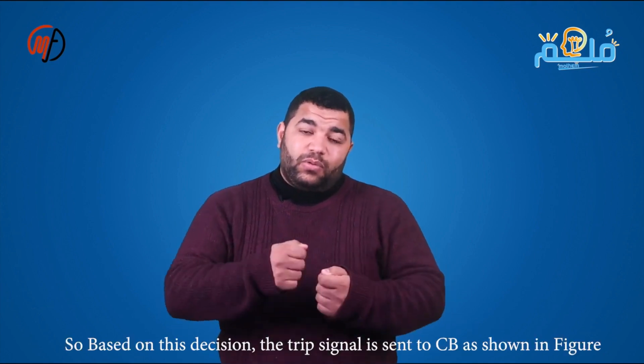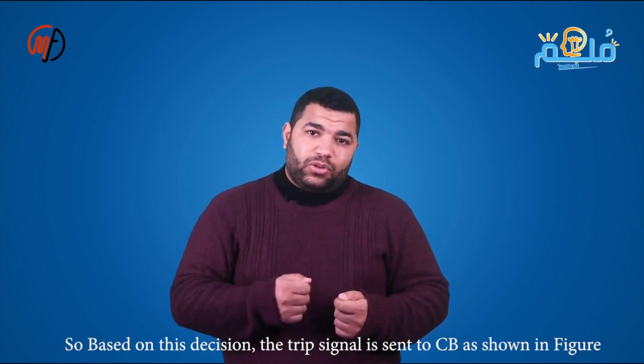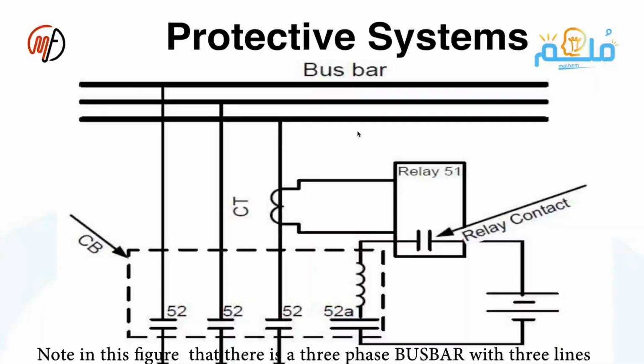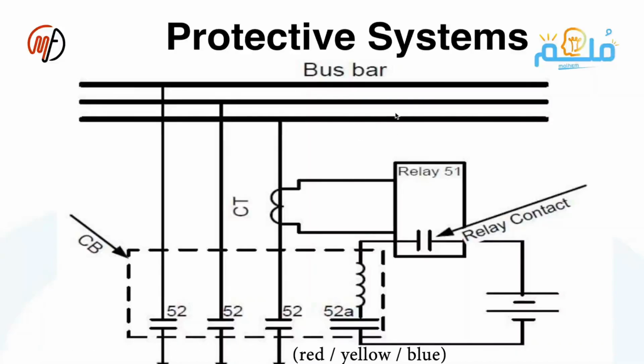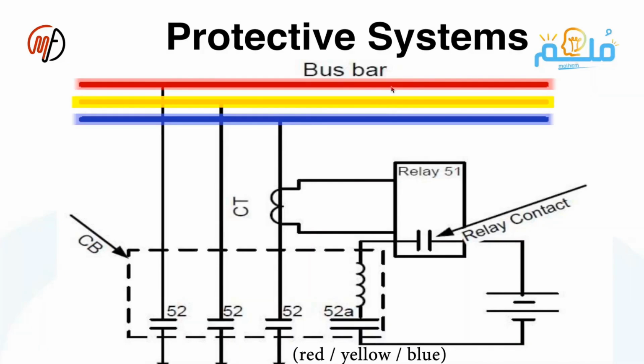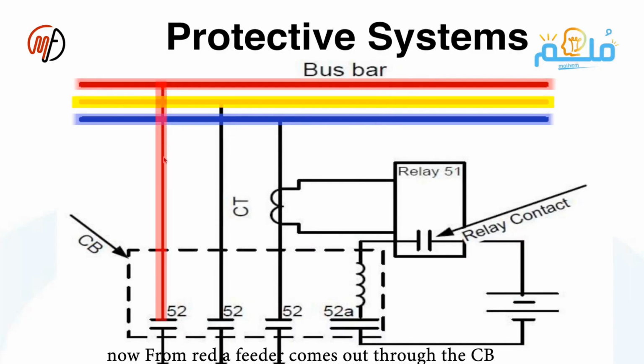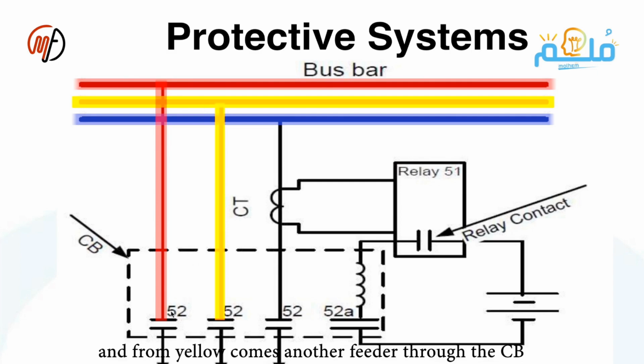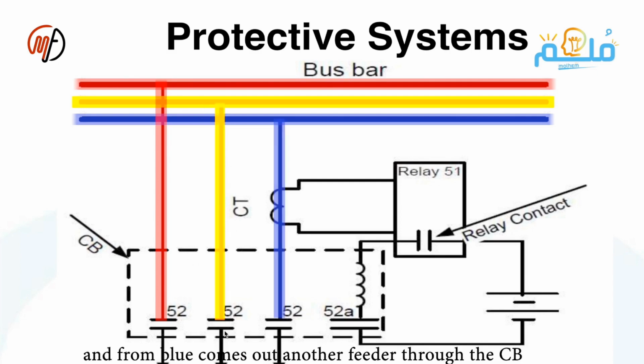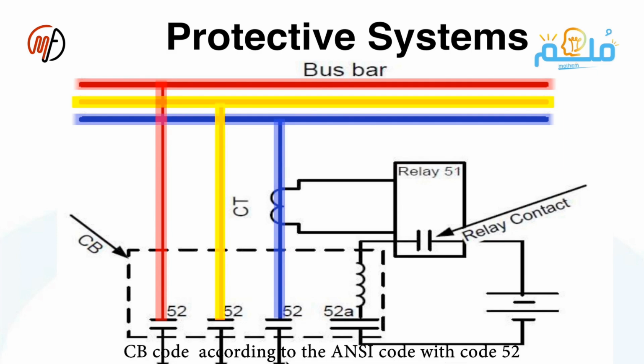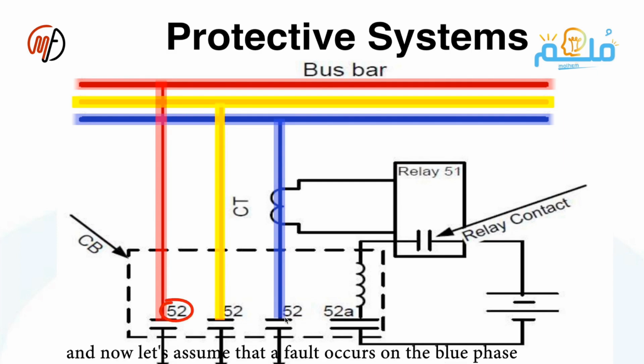Assume a fault on the blue phase. When a fault occurs, current flows through the bus bar to the fault area. The current passes through the CT. The CT converts the fault current to a smaller value sent to the relay. The relay compares these values to its setting. Through the circuit breaker, and from the yellow, there's another feeder coming through the circuit breaker, and from the blue, there's another feeder coming through the circuit breaker. The circuit breaker is symbolized in the ANSI code as 52.